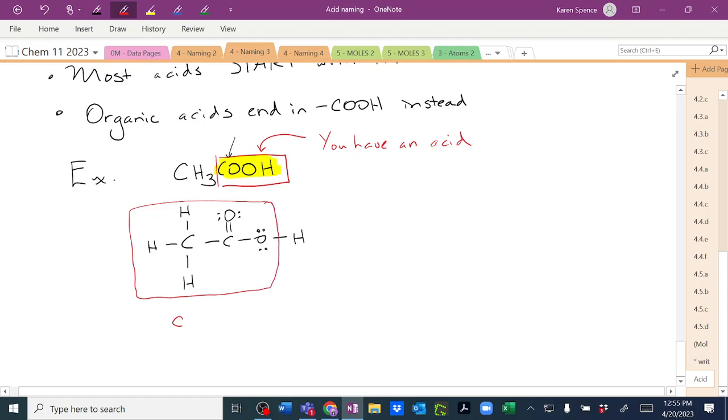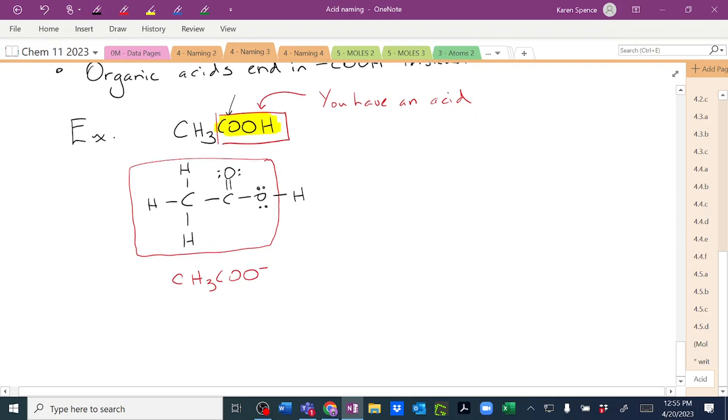that is the CH3COO minus section of the acid. I would like you to go and look up the name of that ion. CH3COO minus. Who is that? That is acetate.